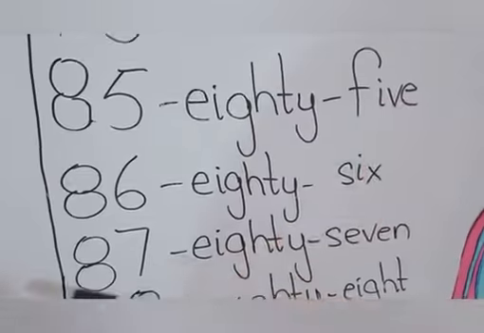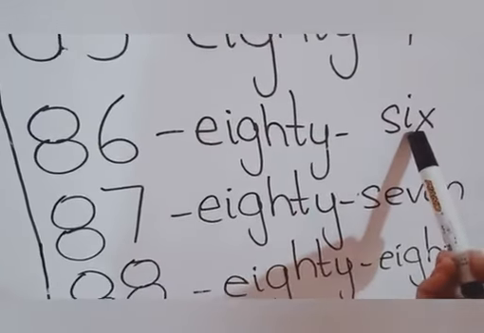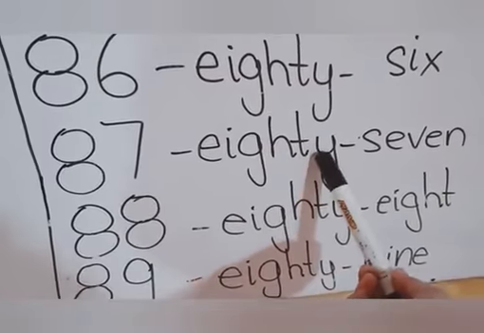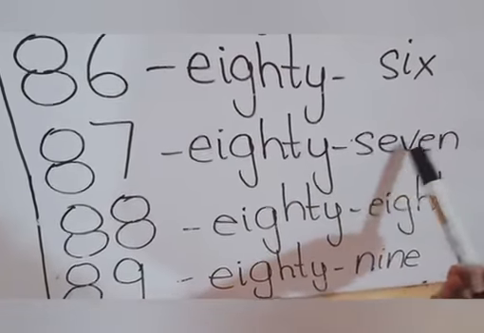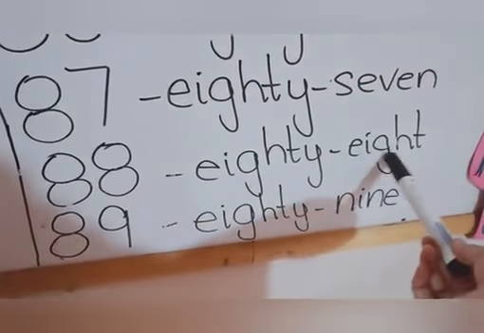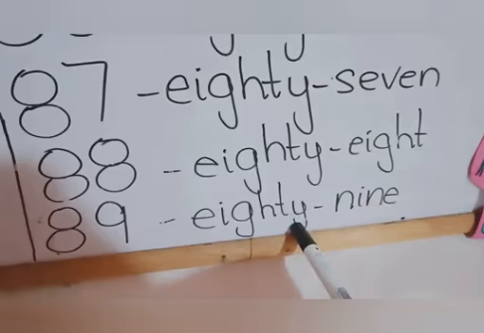85. E-I-G-H-T-Y, 80. F-I-V-E, 5, 85. 86. E-I-G-H-T-Y, 80. S-I-X, 6, 86. 87. E-I-G-H-T-Y, 80. S-E-V-E-N, 7, 87. 88. E-I-G-H-T-Y, 80. E-I-G-H-T, 8, 88. 89. E-I-G-H-T-Y, 80.